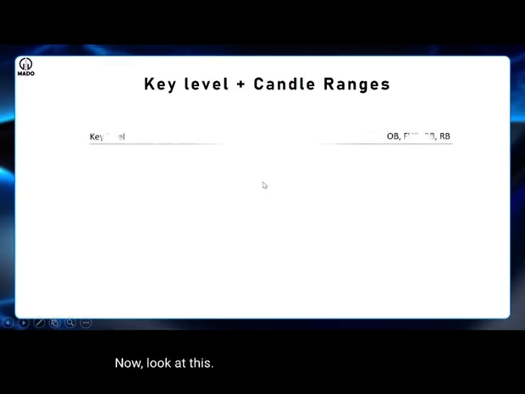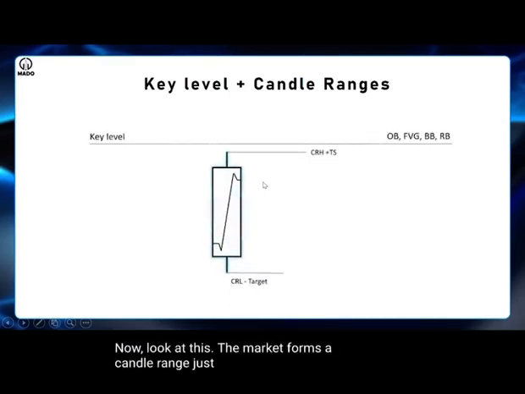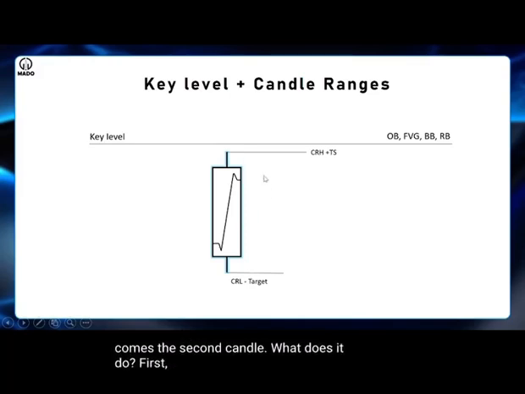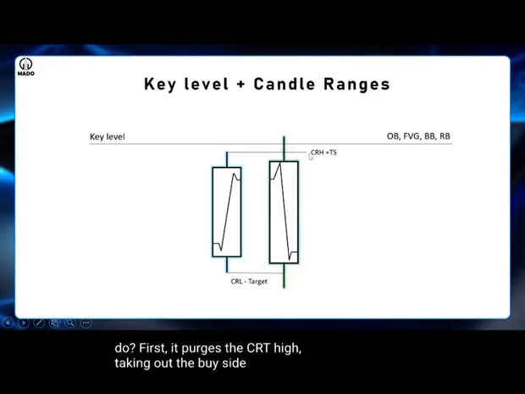Now look at this. The market forms a candle range just below a key level. This automatically generates both buy-side and sell-side liquidity. Dumb money starts placing stops and entries on both sides, waiting to be taken out. Then comes the second candle. What does it do? First, it purges the CRT high, taking out the buy-side liquidity above the range. At the same time, it taps directly into the key level.